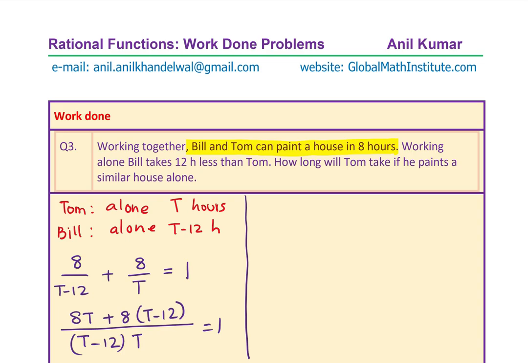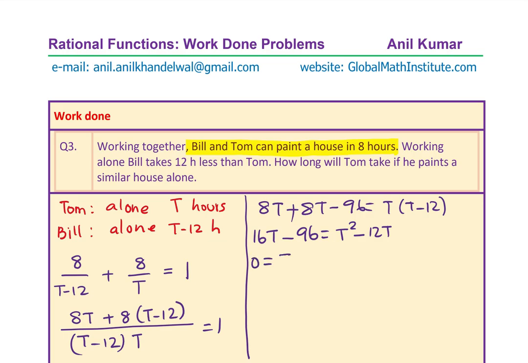You get the idea. So you can now expand. You get 8t plus 8t minus 96, 12 times 8, equals to cross multiply, so t times t minus 12. It's a quadratic equation you can solve. 16t minus 96 equals t square minus 12t. Bring all the terms together: 0 equals t square minus 12t minus 16t plus 96.